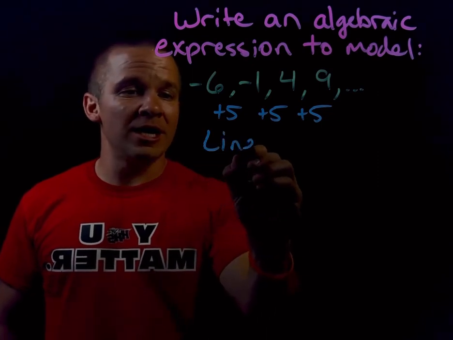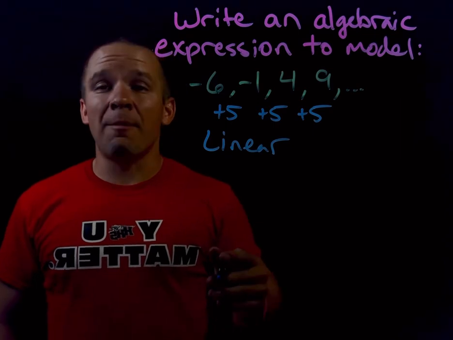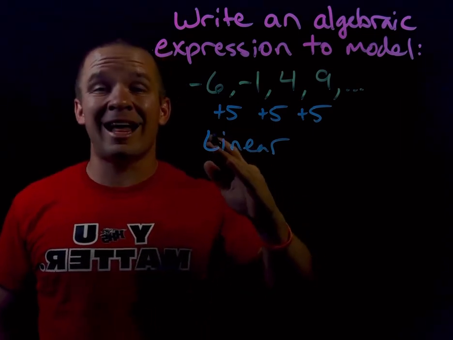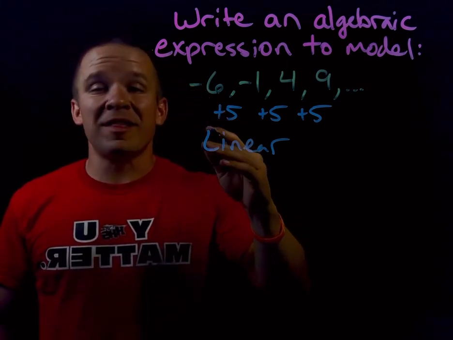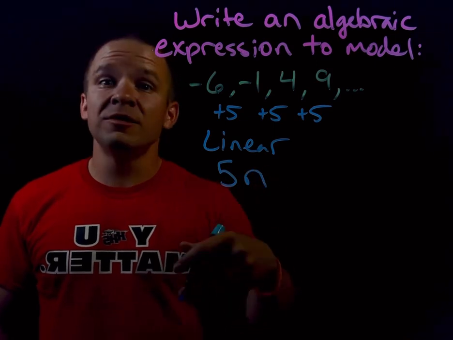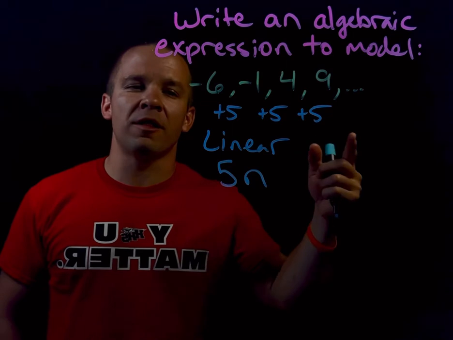That would be linear. So when I'm writing a linear expression to model this, I'm going to have a slope of 5 because it's going up by 5 each time. If you're talking about a straight line, y equals mx plus b, then that slope, that m, is going to be that number. So I'm going to have 5n to start. Now I need to figure out how to get my first term, and then we're going to see if this thing checks out down the line.